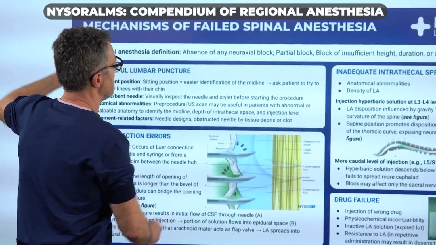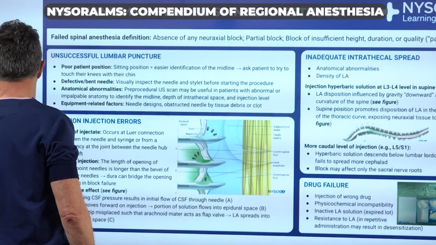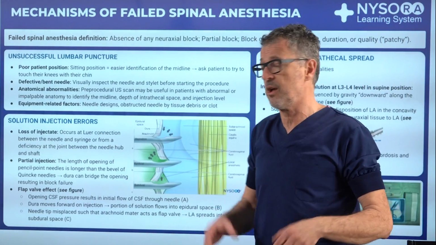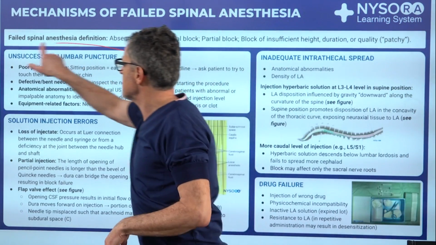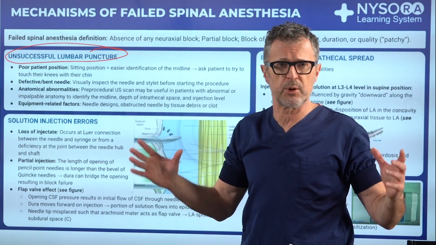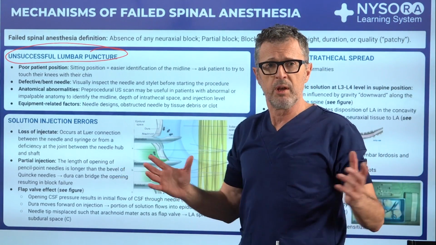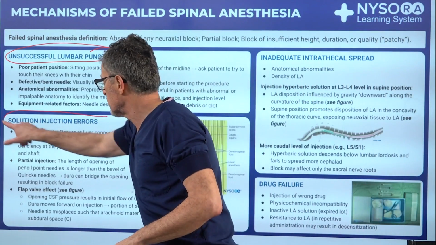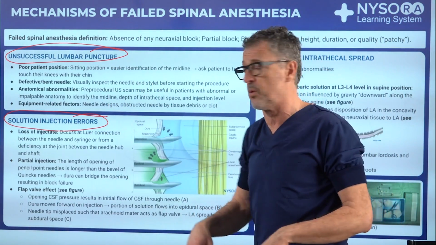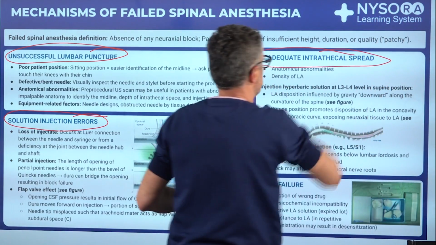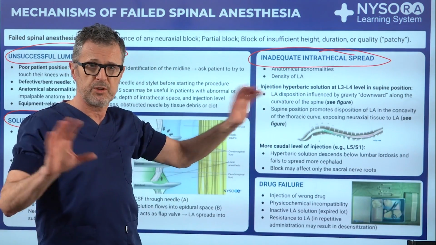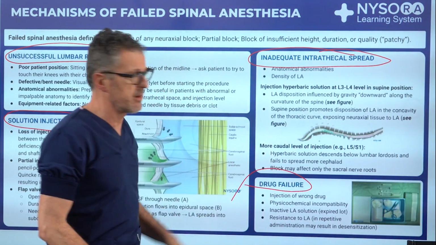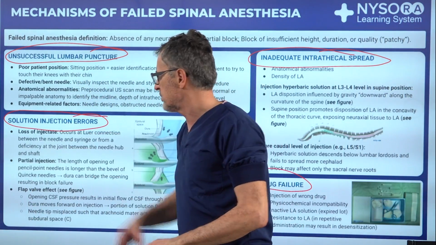Here are the main mechanisms of failure of spinal anesthesia. Here we have broken all the causes of spinal failure into four categories. Unsuccessful lumbar puncture, which we have talked about in our other YouTube videos, so we encourage you to look for other topics on spinal anesthesia. These are the solution injection errors, which we will talk a little bit more about. This is the inadequate intrathecal spread, which is not a topic of this video, but we will cover this in another one, and a drug failure. But let's go and focus on the solution injection errors.